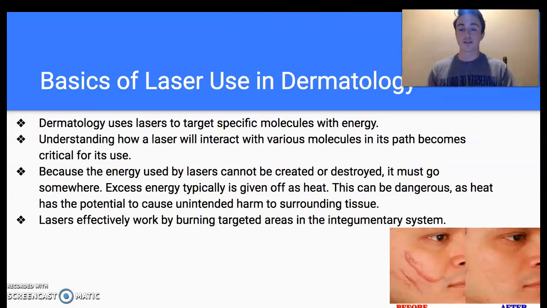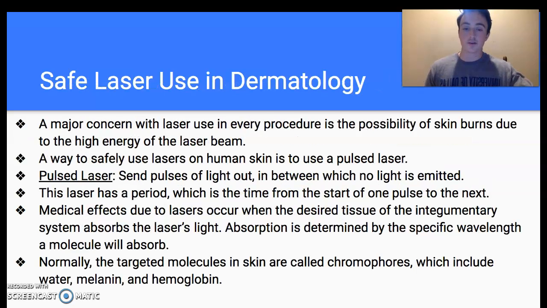The basics of it is that dermatology uses lasers to target specific molecules with energy. Understanding how the laser interacts with these molecules is critical to using them. As I already said, the excess energy will be given off as heat, so this can potentially harm surrounding tissue. But lasers effectively work by burning targeted areas in the integumentary system. So to safely use them, you have to find ways to reduce the possibility of skin burns due to the high energy of the laser beam.